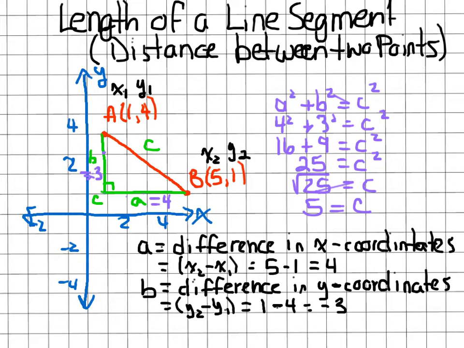Alrighty, so what we're going to do is use another example now, but we're going to use points that are not as easily drawn on the coordinate grid, and we are going to use this concept of the differences in the x-coordinates and the differences in the y-coordinates and still use the Pythagorean theorem in order to solve. So I'm just moving.